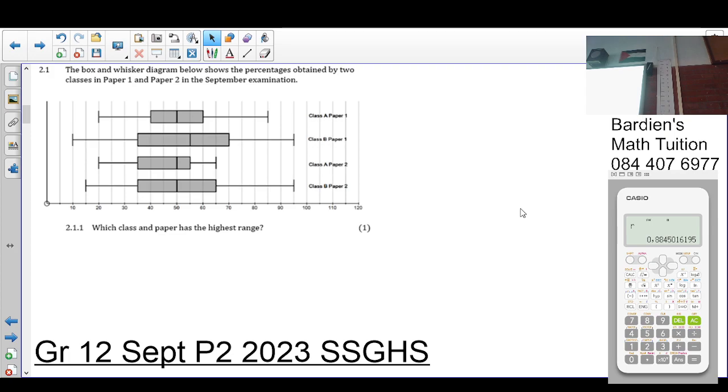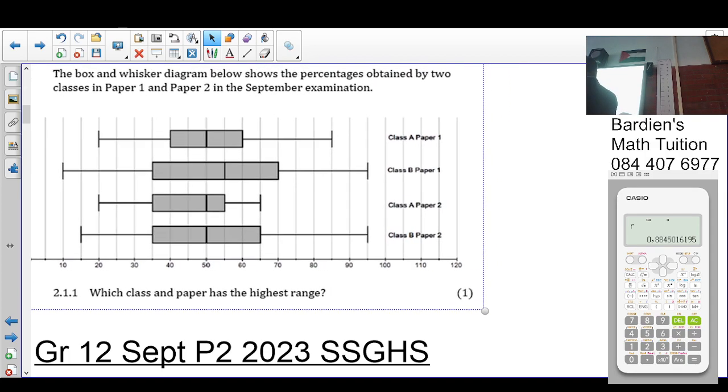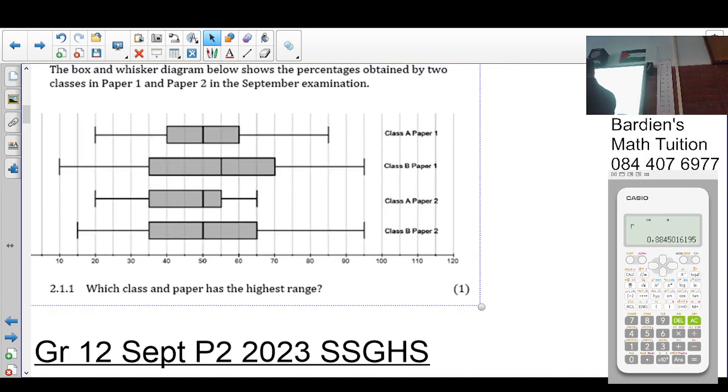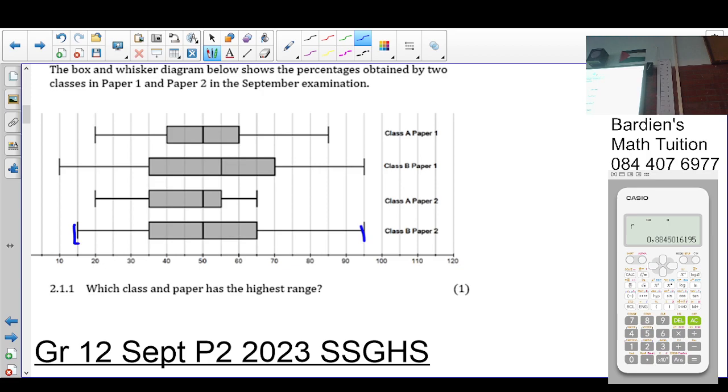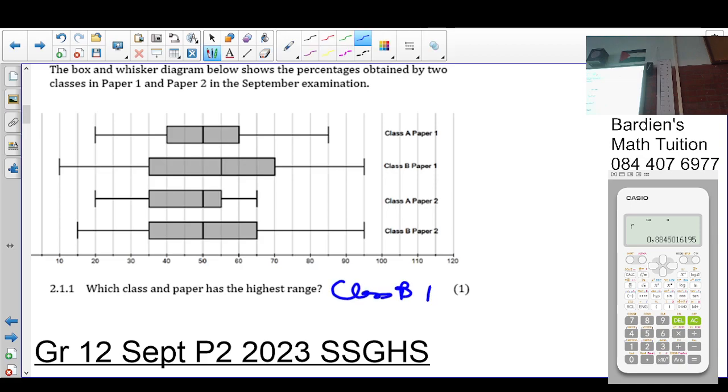Okay? Which class and paper has the highest range? So what is range, people? The highest value minus the lowest value, not so. So which class has the highest range? Of course, this one is fairly large, not so. No, this is actually larger. You all agree with that? So which class has the highest range? It's going to be class B, paper 1. You all agree with that? Any confusion there?